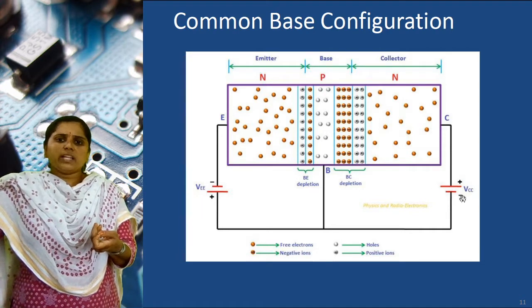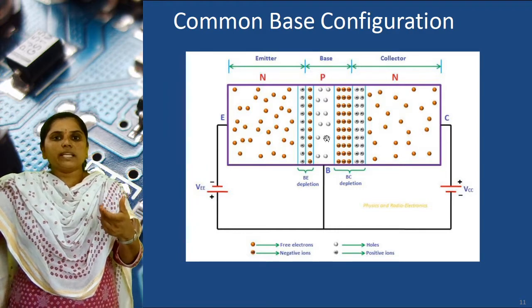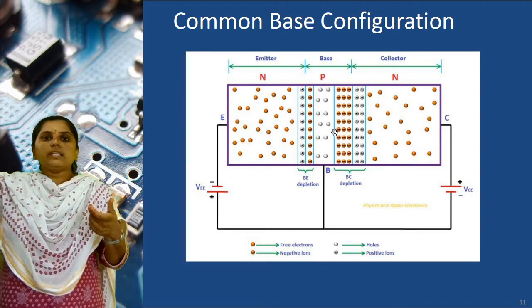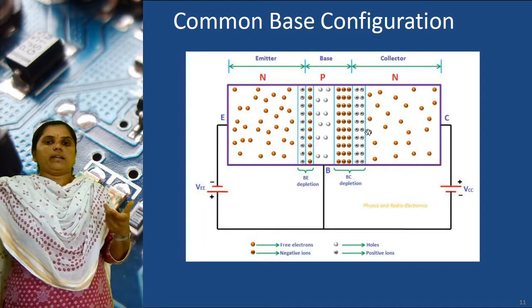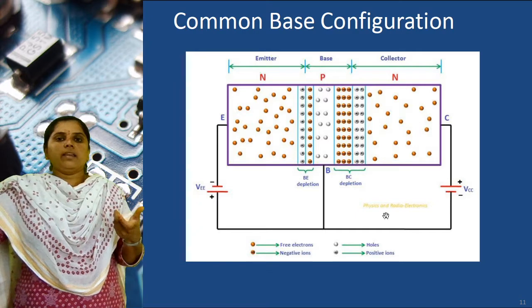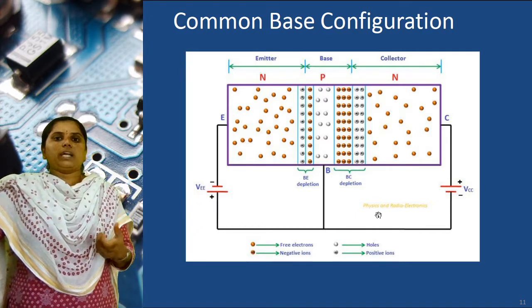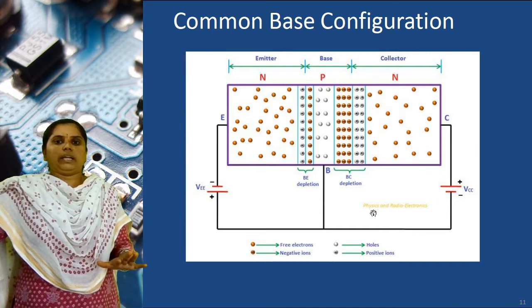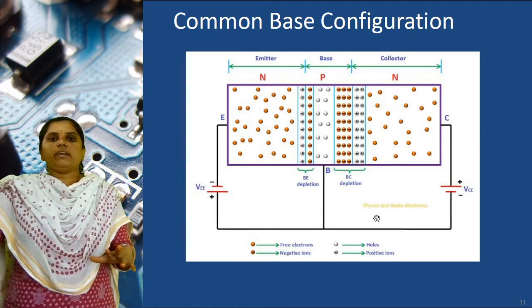Again, if this voltage is increased more and more, then what happens? This junction disappears here. Breakdown occurs in this junction. This phenomenon is known as punch through effect or reach through effect. Okay, this is about the common base configuration.